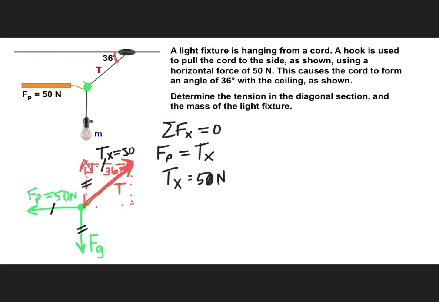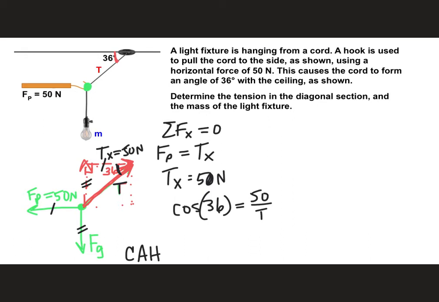All right, well now I have enough parts of this triangle to actually solve it. I have the hypotenuse, I have the side that's adjacent to my angle. So I've got hypotenuse, I've got adjacent, that is the CAH of SOHCAHTOA. And so we'll say that the cosine of 36 degrees has to equal the adjacent 50 over the tension force.